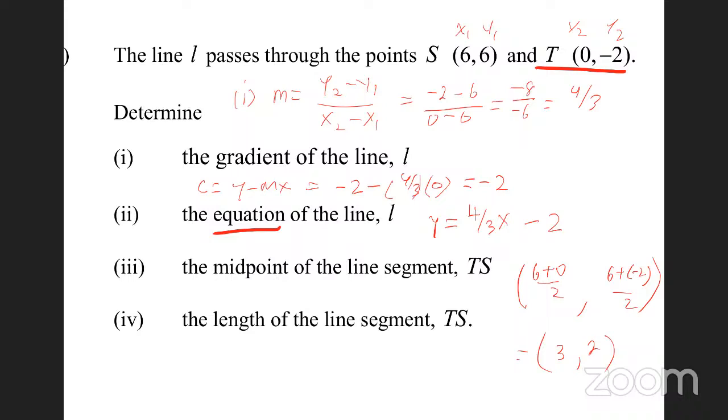Right? Length of a line is what? Square root of x2 minus x1 squared plus y2 minus y1 squared. That's the square root of 6 squared plus 8 squared. And we have 10.